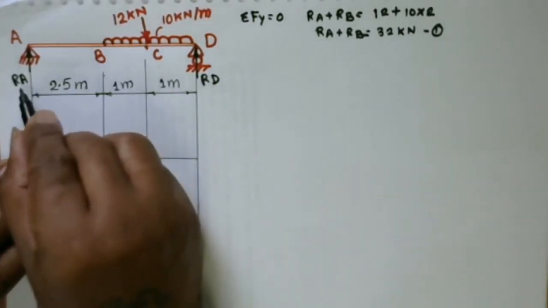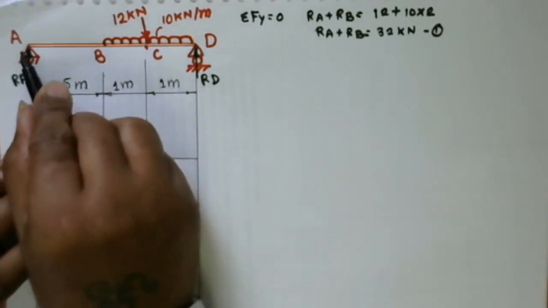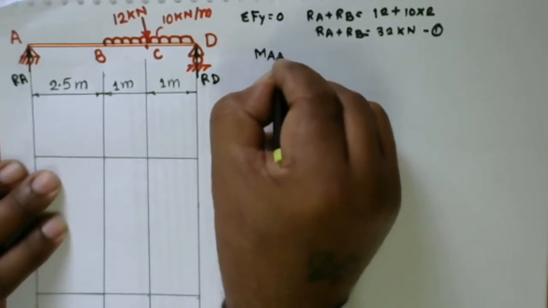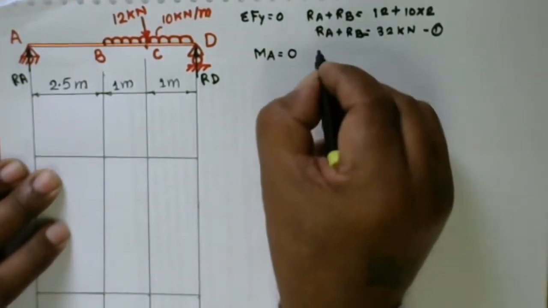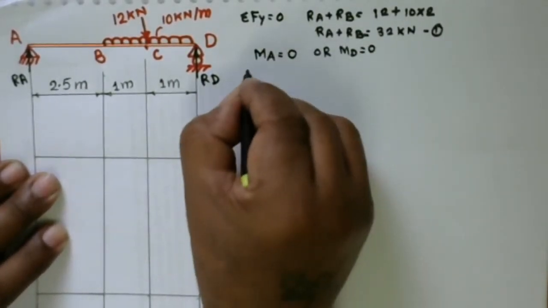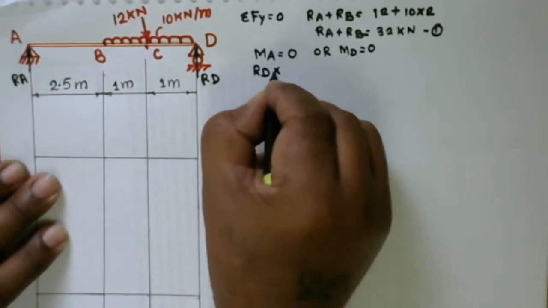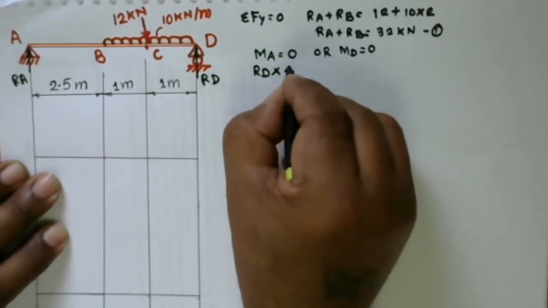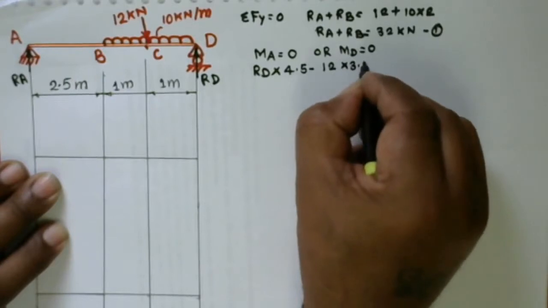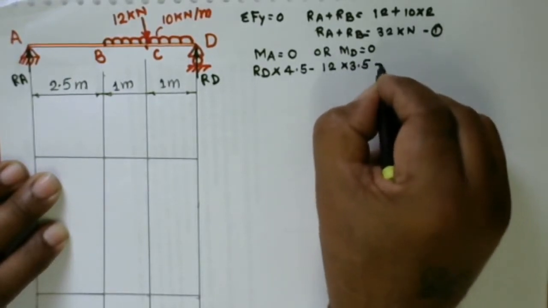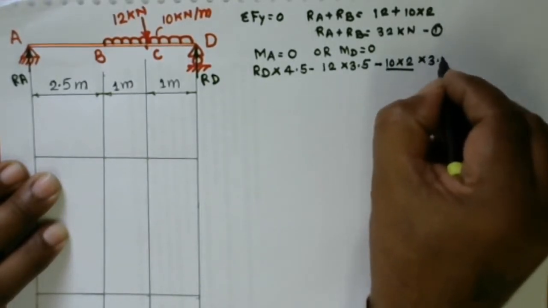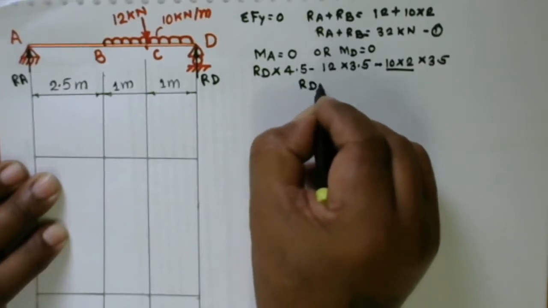Now we have to calculate the reactions at points A and D. To calculate the reactions RA and RD, we have to consider the moment about point A or the moment about point D. Here I am taking the moments about point A and equating with 0. Or you may take moment about point D and equate with 0. So in that case, RD into its distance up to point A, which is 4.5 meter, minus point load 12 into its distance up to point A, which is 3.5, minus UDL rate 10 into 2, that is the UDL load, into its distance 3.5.